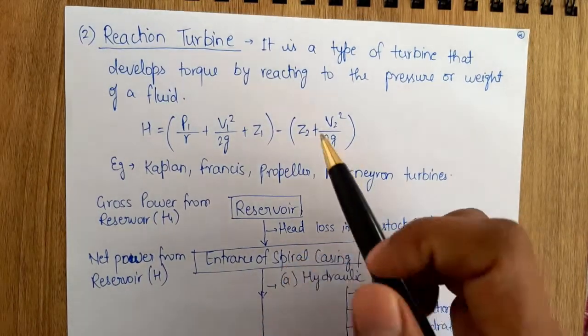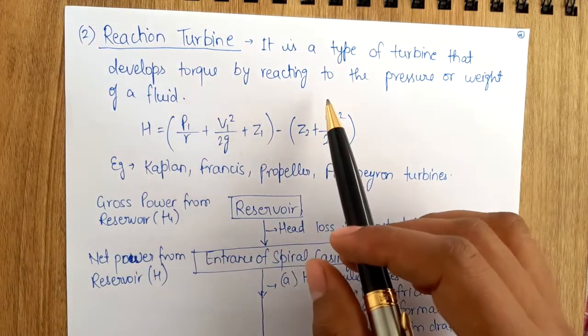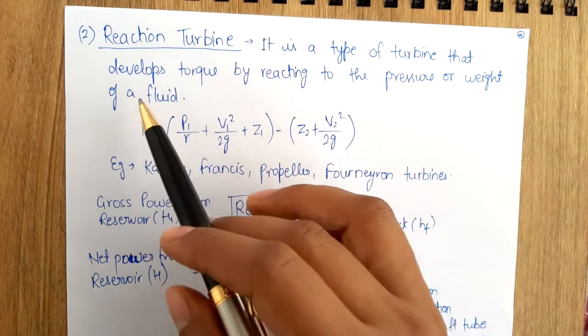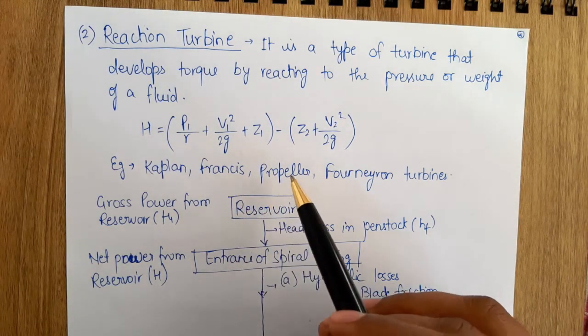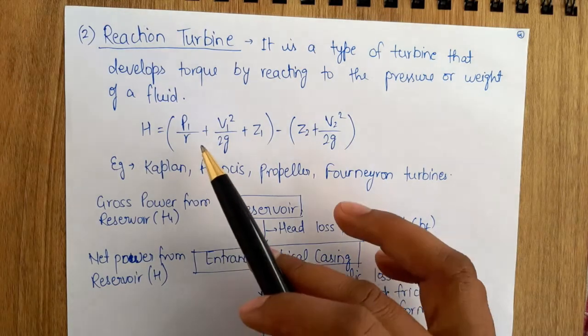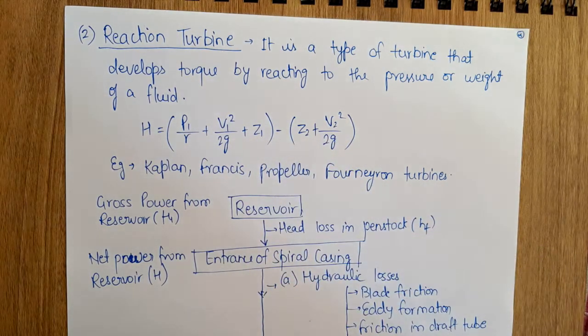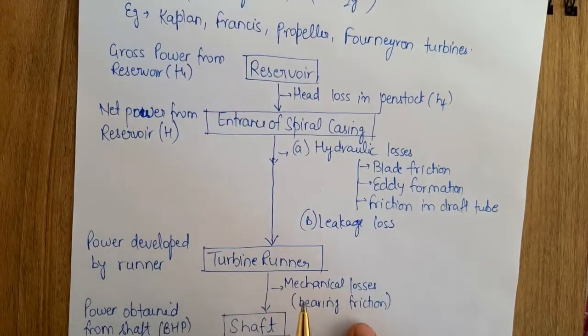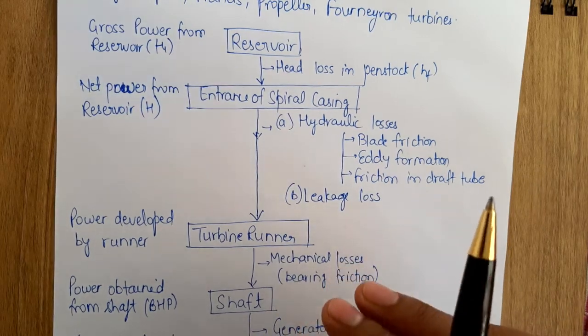Now we will see the case of the reaction turbine. A reaction turbine is a type of turbine that develops torque by reacting to the pressure or weight of a fluid. In this, we do not have an open system, so it is a closed system. The examples are Kaplan, Francis, propeller, and Fourneyron turbines. And H will be P1 upon gamma plus V1 square upon 2G plus Z1 minus Z2 plus V2 square upon 2G. If we see the flow sequence, it will be similar to the previous one. There are only a few differences.